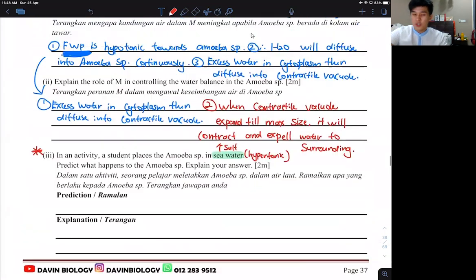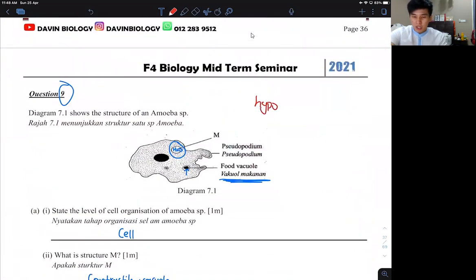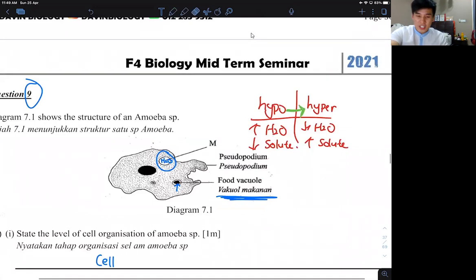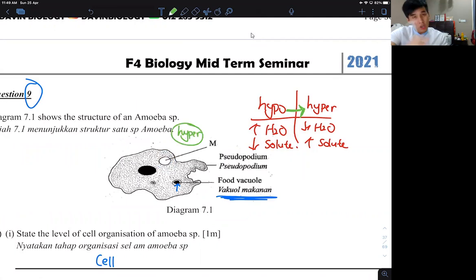So something you also learn in chapter 3, but remember, hypo is something that I have more water, less solute. It's less salt, like in this case. Hyper is the opposite. I have less water, more solute. So which means now, remember, water always will go from more water to less water, hypo to hyper. So if outside now is seawater, outside now is hyper already. So water is going to come out.